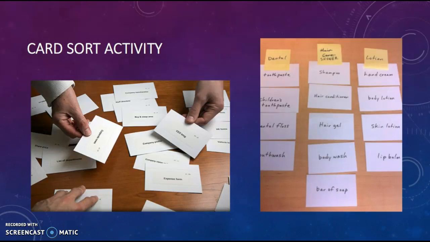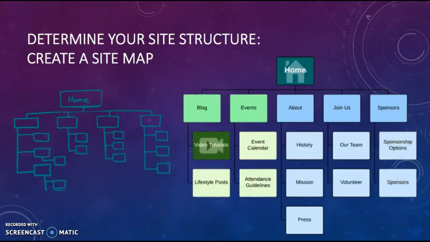A card sort activity is where you write down ideas for your pages on different cards and then sort them into piles that make conceptual sense. This type of grouping helps you to determine a flowchart for your website. This site map is a way for you to see exactly how your site navigation will work and where a user will go from each page.